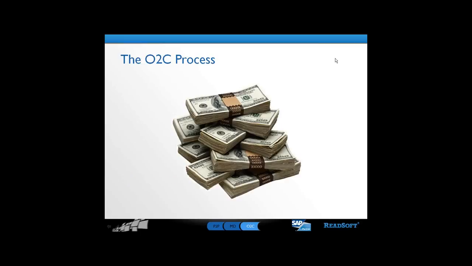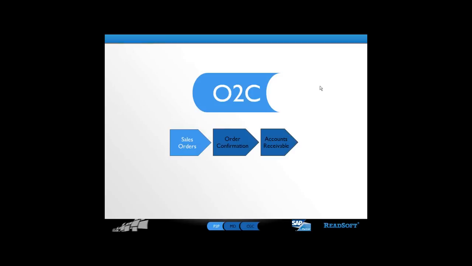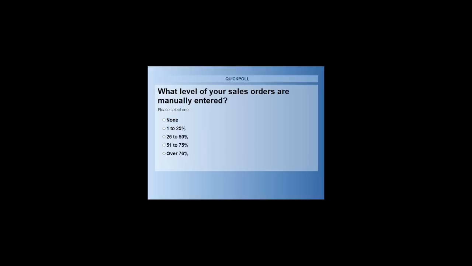Now, of course, master data links back to the P2P process, but also forward, in what we're looking at today, into the O2C process. It sits quite nicely in the middle. But moving along to have a look at the O2C process, we've broken this down into 3 segments for the purpose of the webinar today: sales orders, order confirmation, and accounts receivable. So to start with sales orders, just to establish where we're at, I'd like to hand over to Susie for a quick poll.